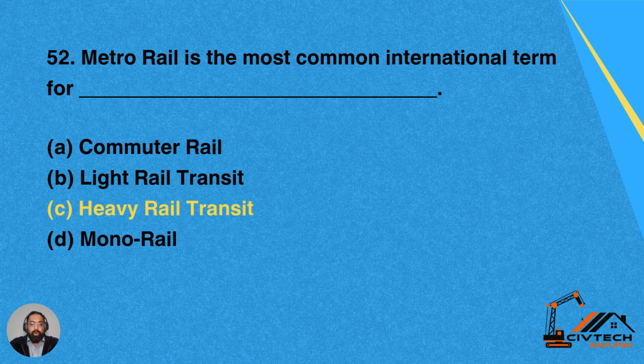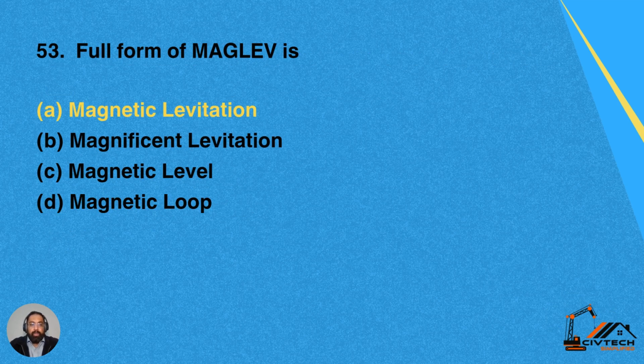Question 52. Metro rail is the most common international term for dash. Option A, commuter rail. Option B, light rail transit. Option C, heavy rail transit. Option D, monorail. Metro rail is the most common international term used for heavy rail transit. C is the correct answer.